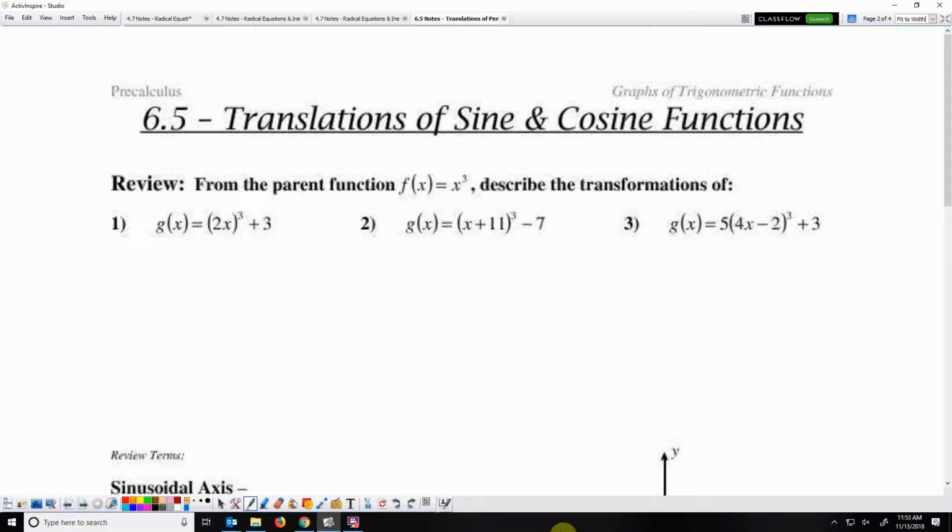Hey guys, today we're going to graph some more sine and cosine functions, but this time it's going to include some transformations, horizontal and vertical. But first, let's review transformations.